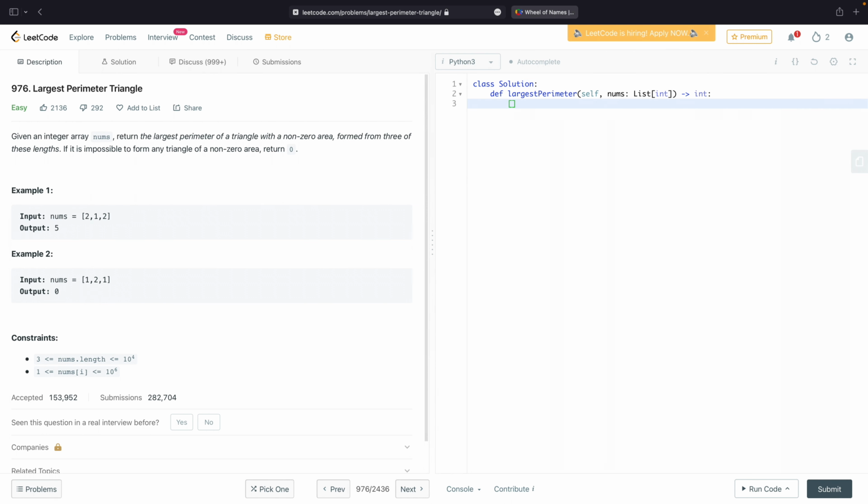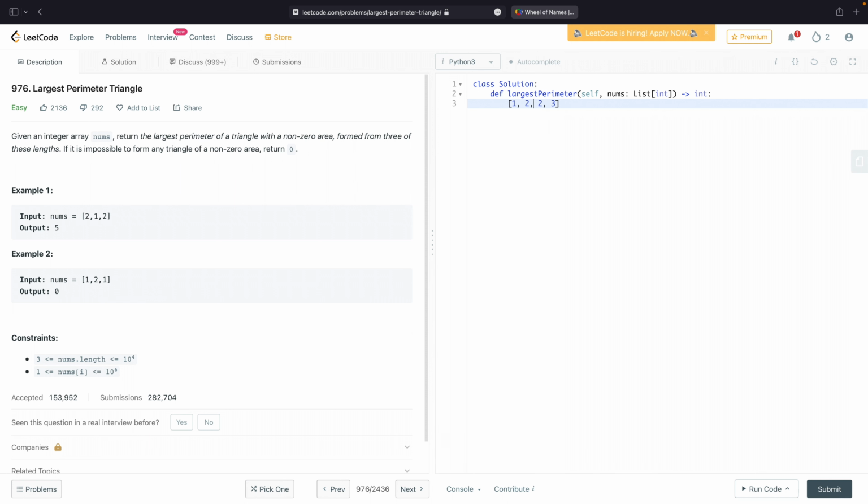The idea here is if we have 2, 1, 2, 3. Let's sort those. 1, 2, 2, 3. We're going to look at this and we're going to see the 3, the 2, and the 2. Those are the longest sides we have available. And therefore, those are the ones that are going to make up the triangle.